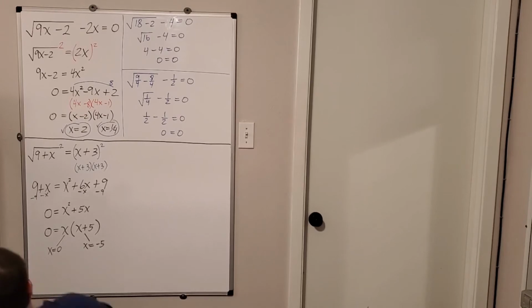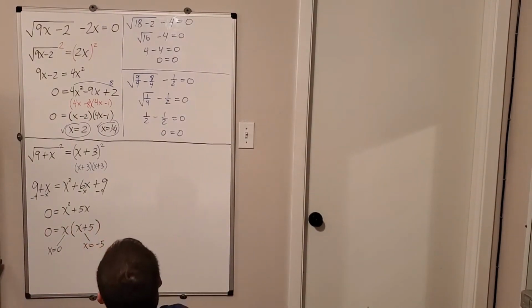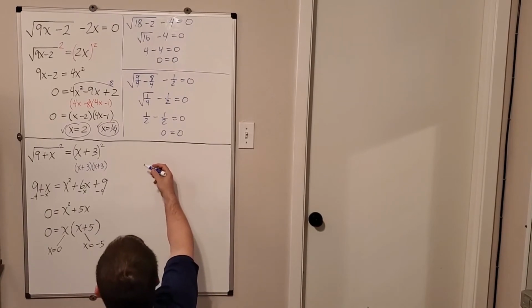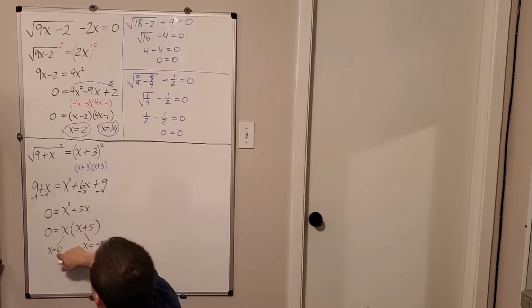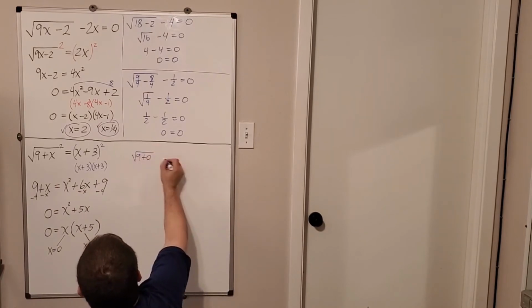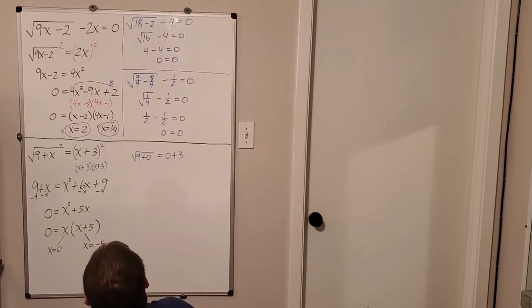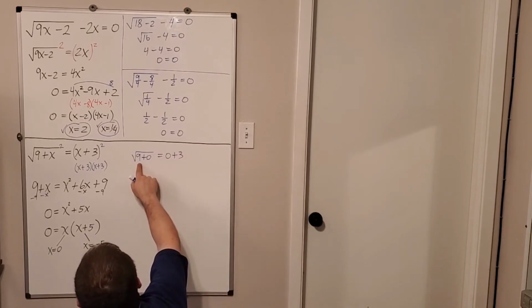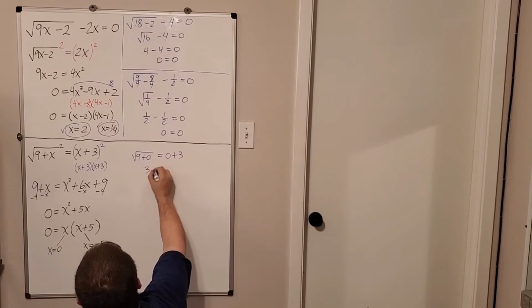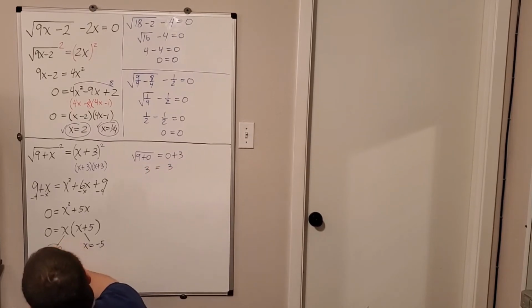Okay? Now again, don't forget, we must check these, right? Radical equation must check. So here I go. I'm going to check the x equals 0 one first. Square root of 9 plus 0 equals 0 plus 3. Okay, so square root of 9 is 3. 0 plus 3 is 3. So 0 works.